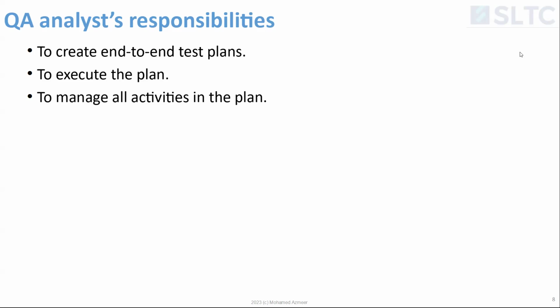Number one, to create end-to-end test plans. Now here comes the quality control, okay? And then execute the plan, and then to manage all the activities in the plan. So that is the role of the QA person or the QA manager. Okay, so pretty clear, right? So there is some work for project manager, and there is some work for QA manager as well. Two different roles, and both are very, very important.